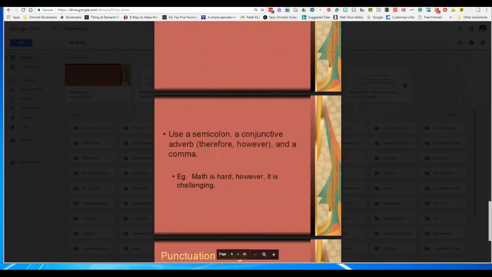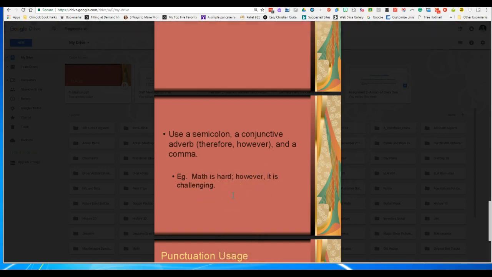And you can use a semicolon and a conjunctive adverb. So another conjunction, but this is an adverb conjunction this time. Therefore and however would be examples of that. Math is hard, semicolon, however, comma, it is challenging.